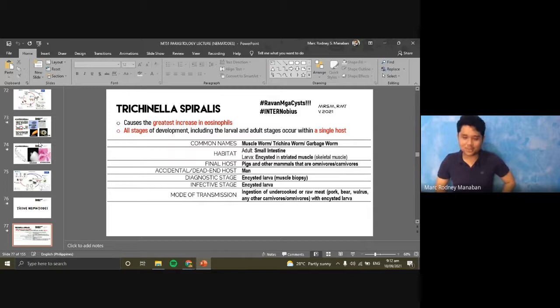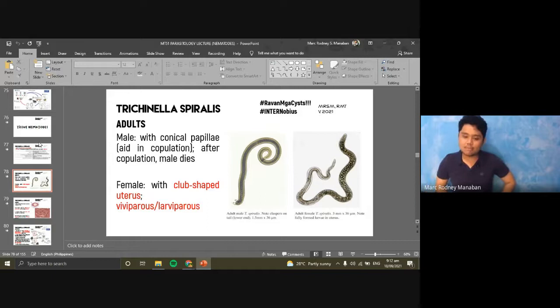Alright? Mode of transmission, ingestion of undercooked or raw meat, especially from pork. Okay, sige. Now, we go now to adults. Now, adults, as you can see, males are still smaller. And same with Enterobius, after copulation, the male dies.